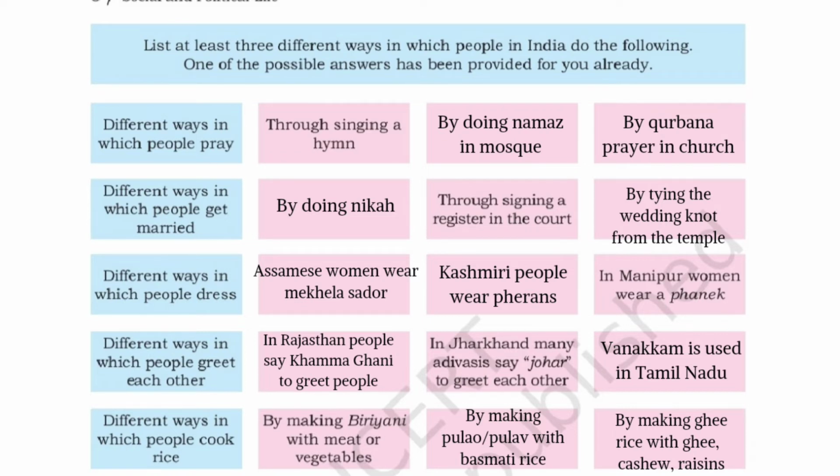Then fourth one, different ways in which people greet each other. So in Jharkhand, many Adivasis say Johar to greet each other. It is already given. In Rajasthan, people say Khamma Ghani to greet people. And in Tamil Nadu, people use Vanakkam to greet people. Then fifth one, different ways in which people cook rice. By making biryani with meat or vegetables, that is given. By making pulao with basmati rice, and by making ghee rice with ghee, cashew and raisins. In this way you can complete that table.